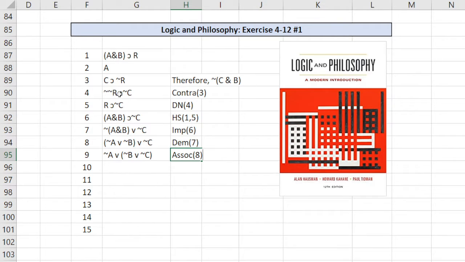All right, we haven't used premise 2 yet, and I haven't said anything about that until now. So we have not A or this whole quantity.